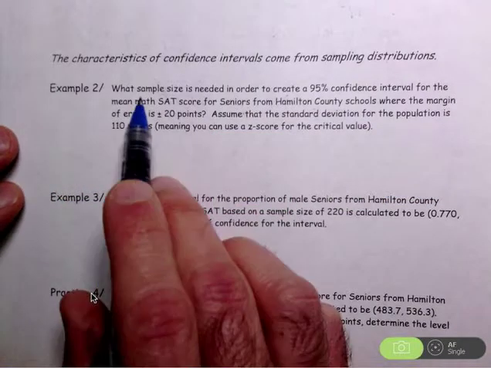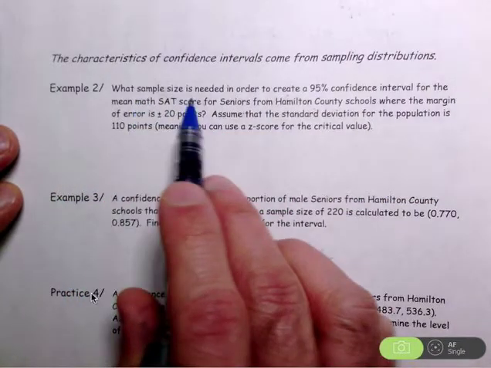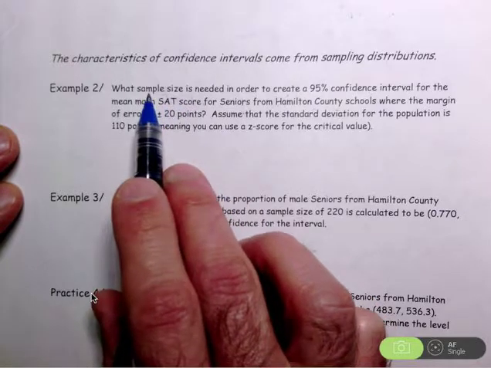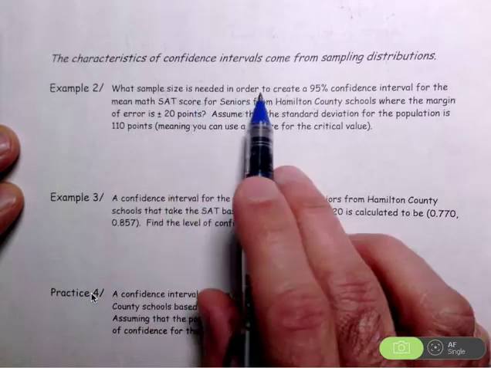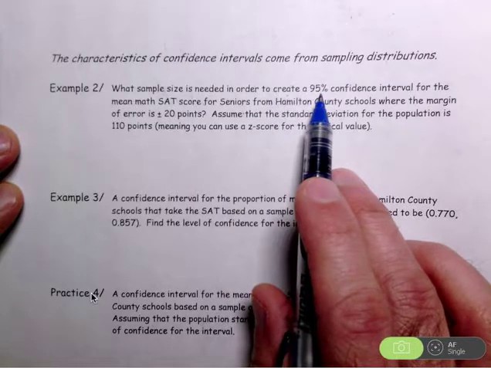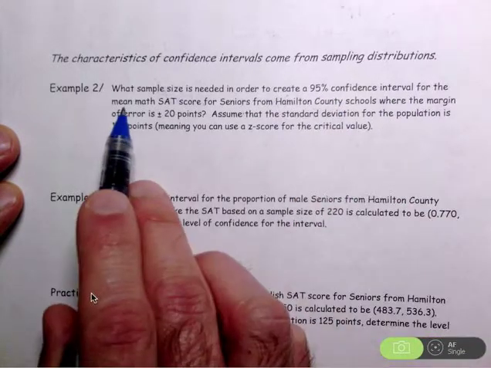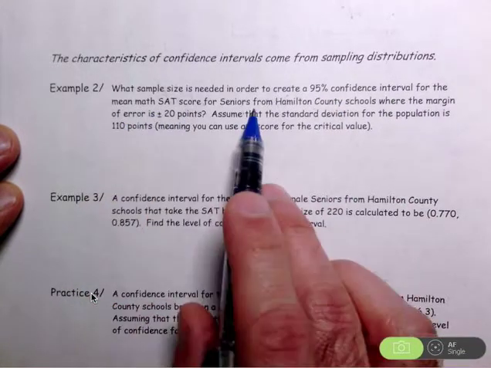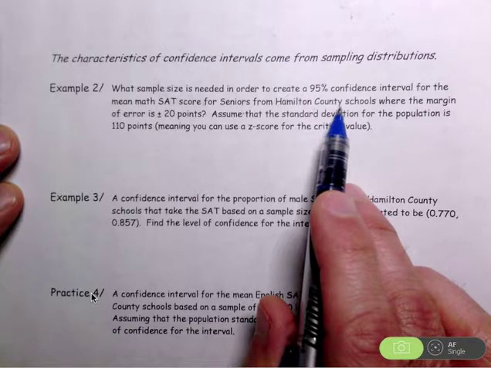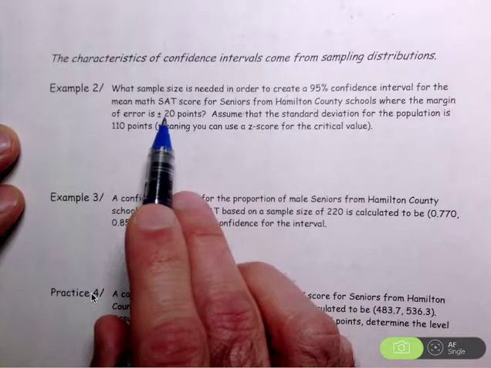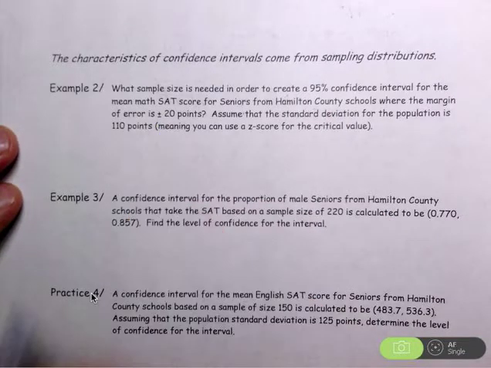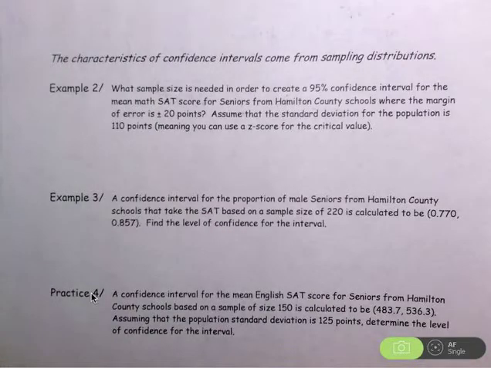So here, what sample size is needed in order to create a 95% confidence interval for the mean math SAT score for seniors from Hamilton County? And I want a margin of error of plus or minus 20 points. So something else to think about.